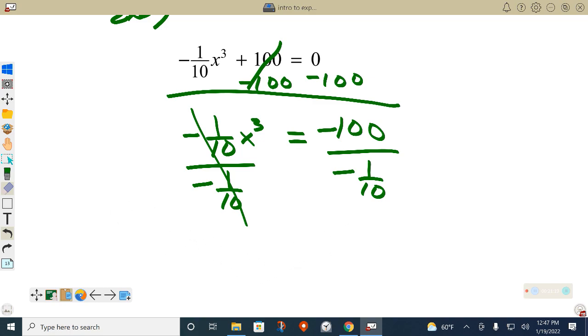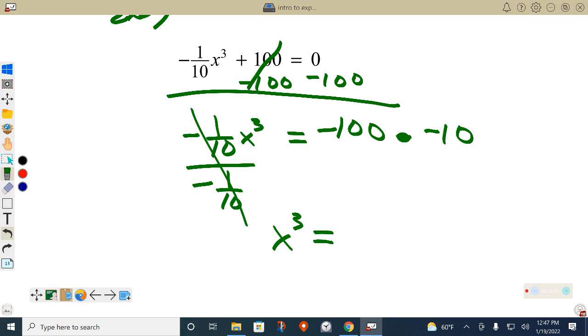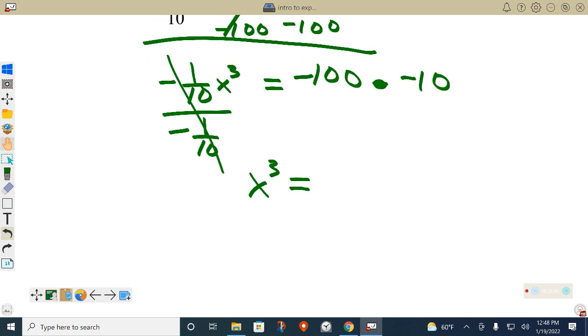So negative 100 divided by negative 1/10 is the same as negative 100 times negative 10. The reciprocal becomes negative 10 over 1, right? Trust you guys got that? Stop me if I'm going too fast. Just dividing both sides by negative 1/10, which is the same as multiplying by negative 10. All right, x to the third power is negative times negative. I want to say that's a positive. My coffee has kicked in. That's going to be a positive 1,000, huh? Nice.